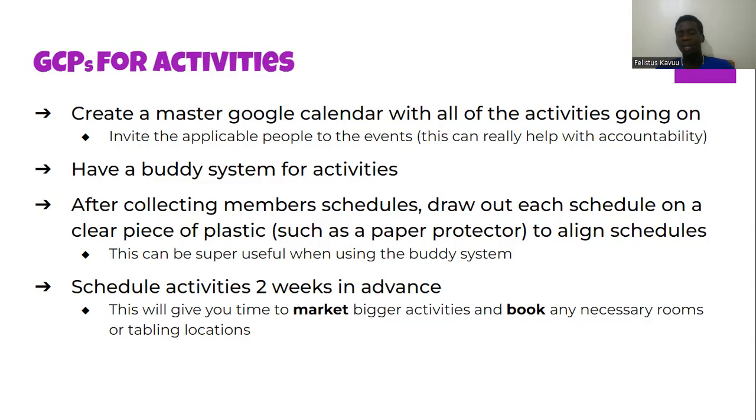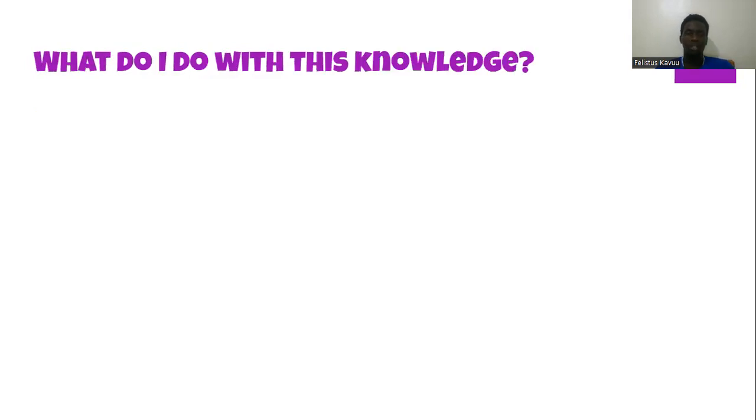Like maybe you can create a buddy system, where someone is paired with someone, so you should not come here without him or her. It will be easier to call or follow up with other people to come through their buddies. Schedule activities two weeks in advance so you have much time to implement and make the activities reliable.